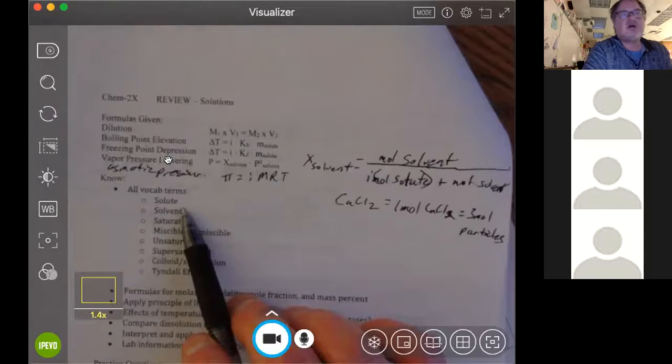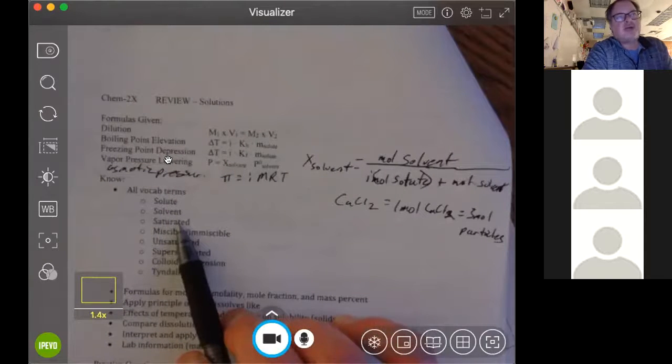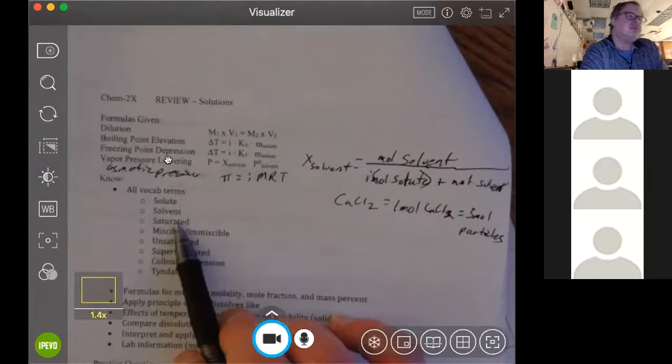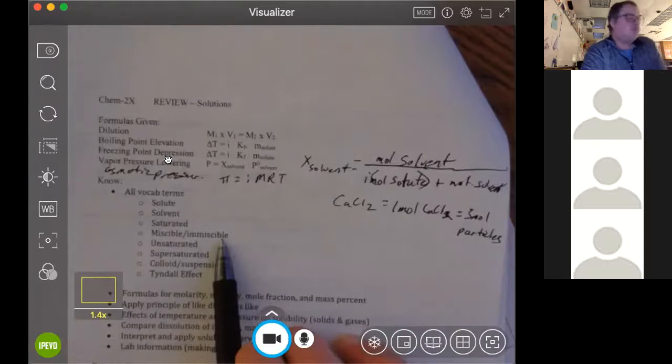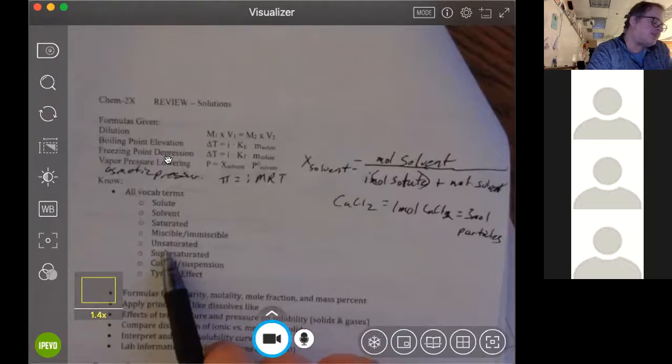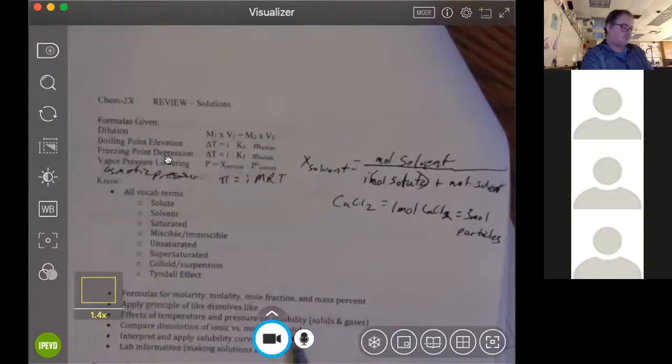Solute, thing that is dissolved. Solvent, thing that does the dissolving. Saturated, the amount that you could possibly have dissolved. Miscible means they can mix. Immiscible means they can't. Unsaturated means you have less than the maximum amount that you could have dissolved. Supersaturated means you have more.